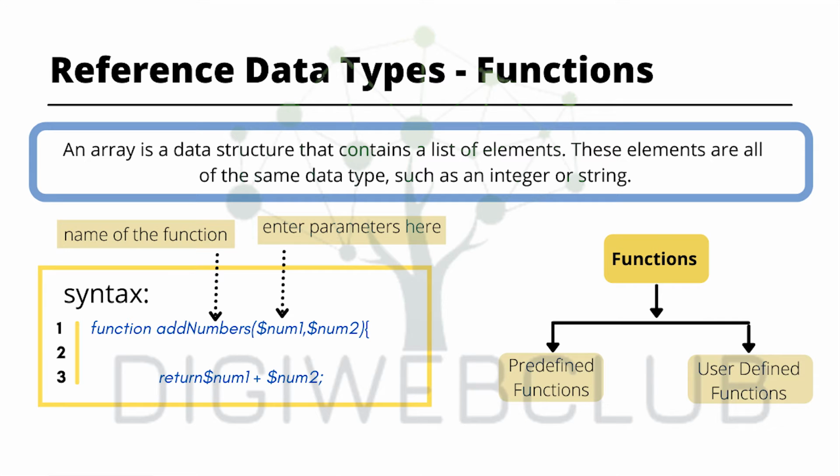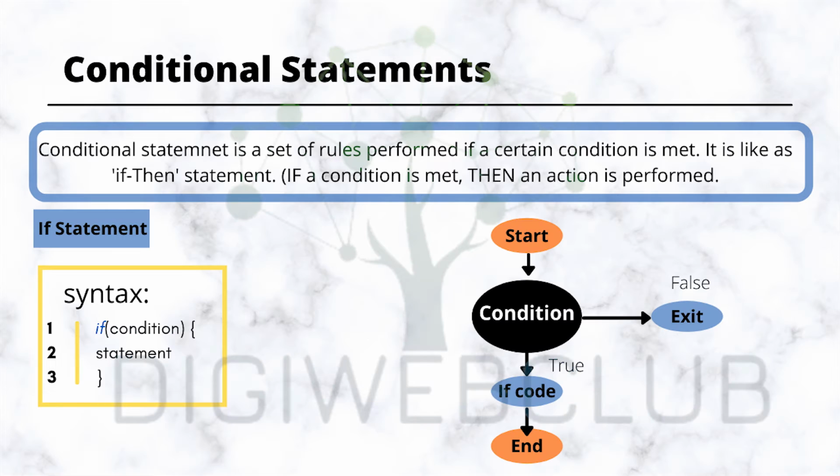Next, we also have conditional statements in PHP. Now, there are 3 types of conditional statements. First is the if statement, then is the if-else statement, and then is the switch statement. We'll go through all of them when we are actually coding. Now, this is just for the theoretical part.